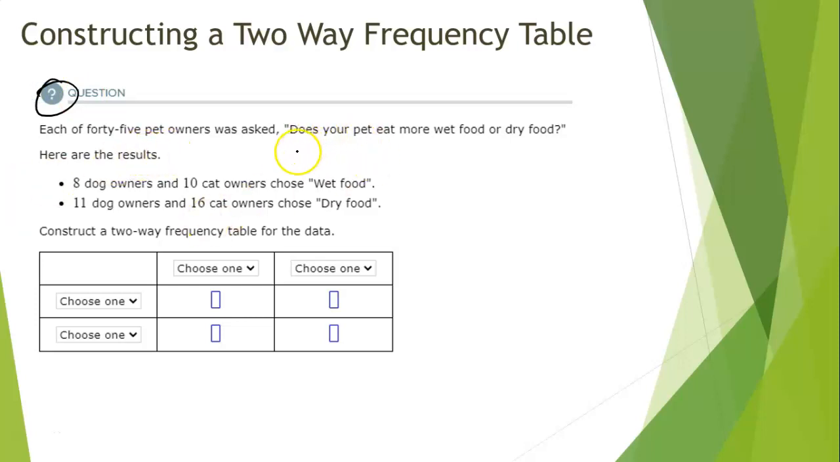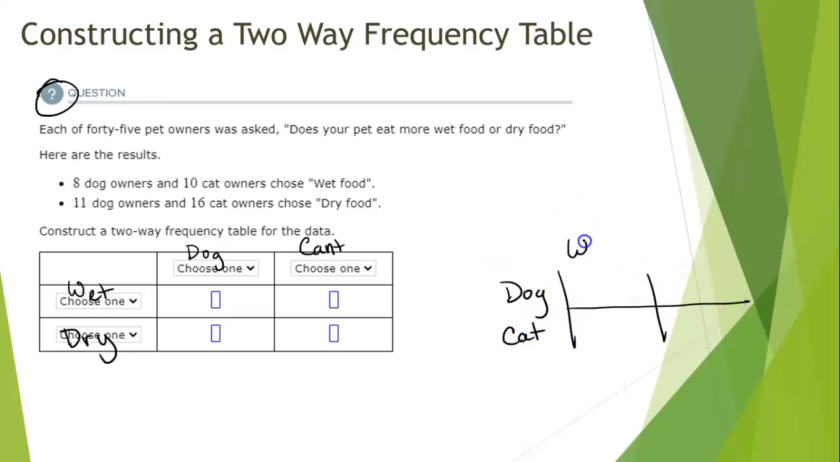All right, so your survey is again about pet owners. Again, every time we survey someone, we are asking them whether they have a dog or a cat, and then what type of food they want. So you could have set it up like this, or alternatively, you could have put the dog and the cat along the side, and the food along the top.